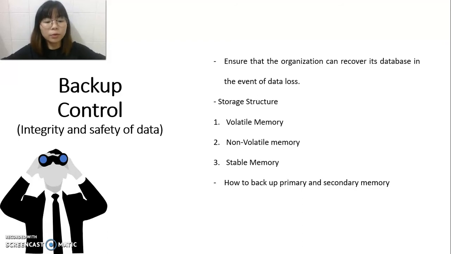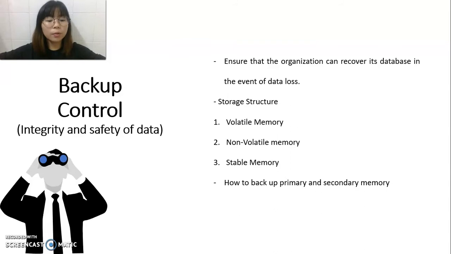And then for non-volatile memory, they are secondary memory. They are huge in size and take time to process. For example, flash memory, hard disk, or magnetic tape. For stable memory, although this is the third form of the storage structures, it is the same as the non-volatile memory, and it just stores copies of non-volatile memory in another secure place.